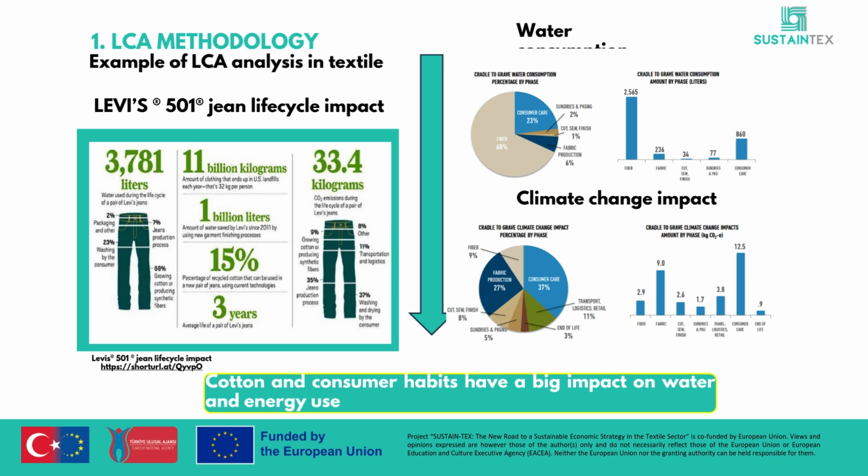Results of the study showed that cotton and consumer habits have a big impact on water and energy use. Fiber production, predominantly cotton, contributes by a wide margin to water consumption, while the consumer care phase dominates the climate change impact area, driven by high use of non-renewable energy.